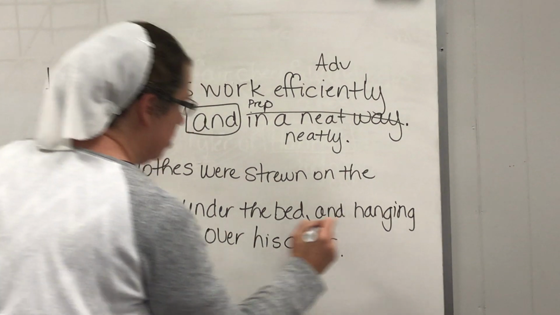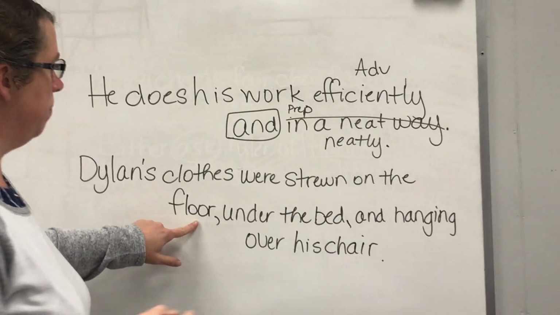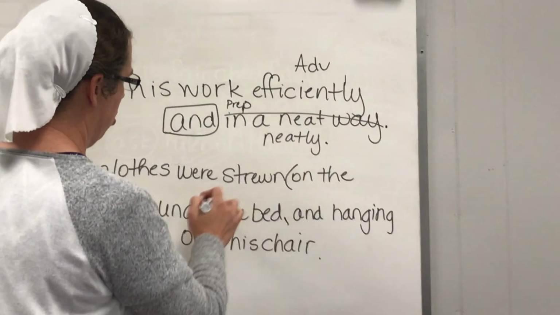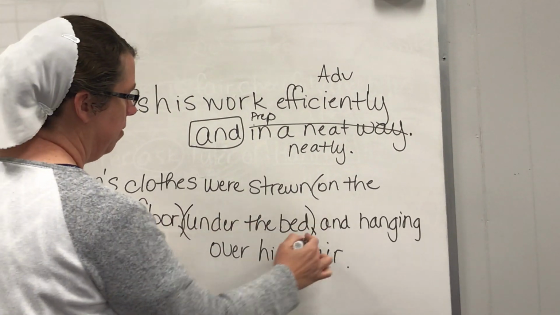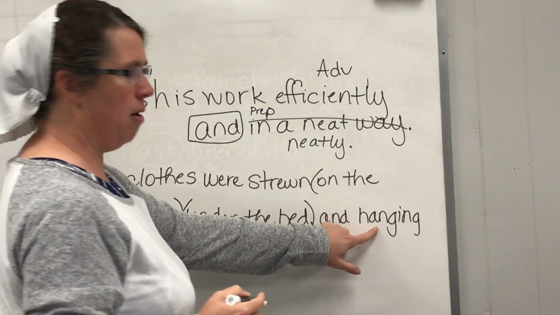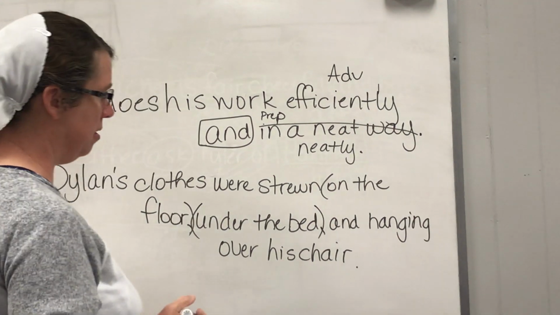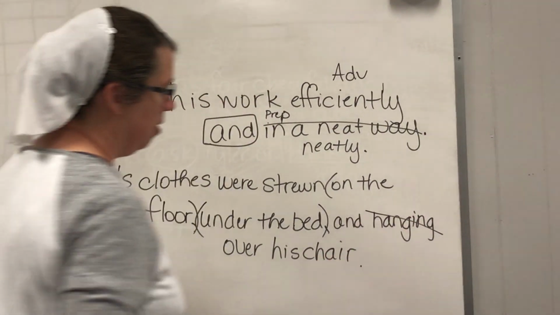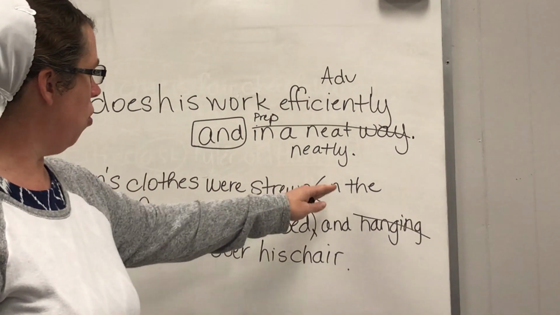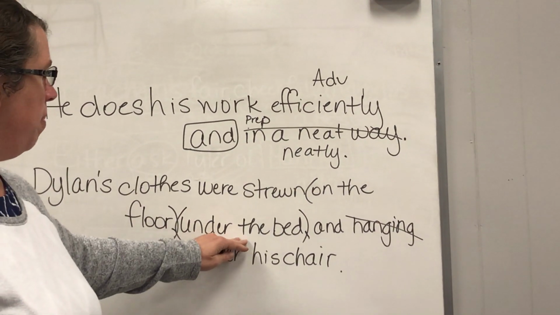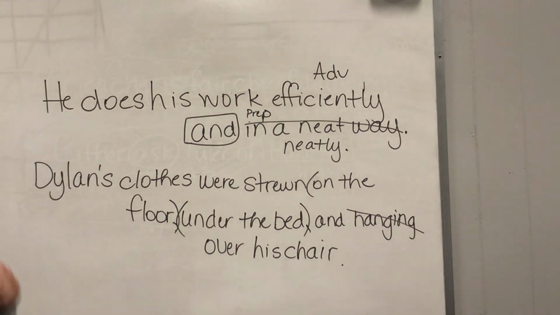All right, let's look to see what we're connecting. Dylan's clothes were strewn on the floor. Strewn on the floor is a prepositional phrase. Under the bed. What's that word? Here we have a verb. And how about we cross the verb out? Dylan's clothes were strewn on the floor, under the bed, and over his chair.